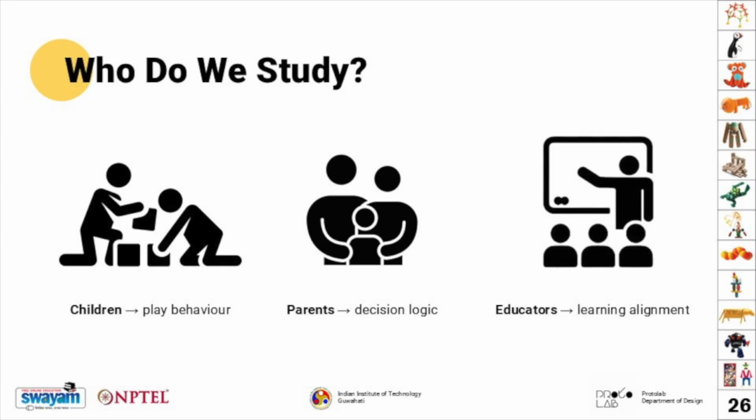Parents reveal decision-making logic. They help us understand what makes a toy acceptable, rejectable, or trustworthy. Their insights are critical for adoption and longevity. Educators bring another lens. They help align toys with learning goals, developmental stages, or classroom realities. Studying multiple users helps designers balance play, approval, and purpose.